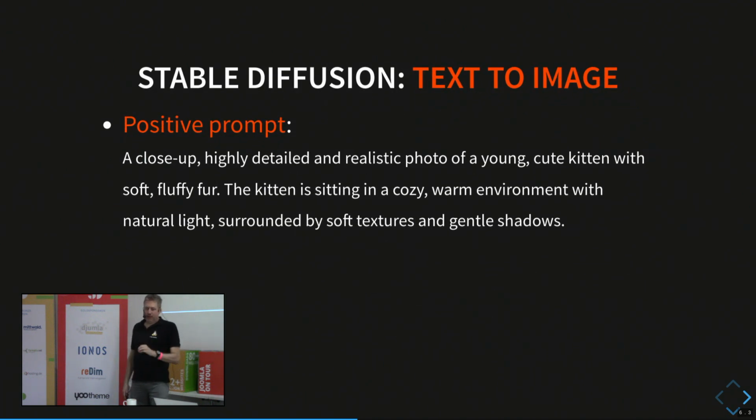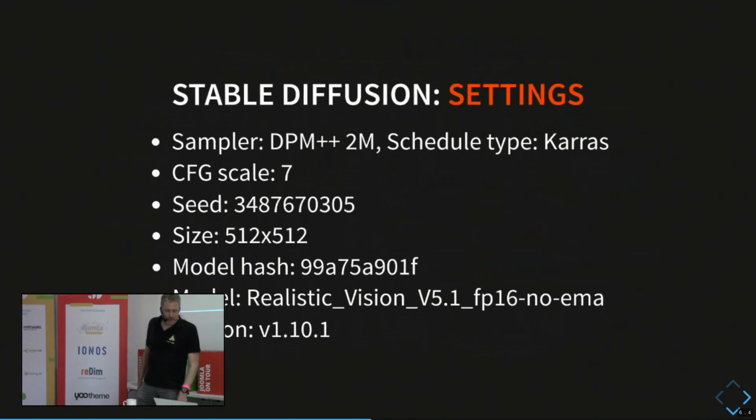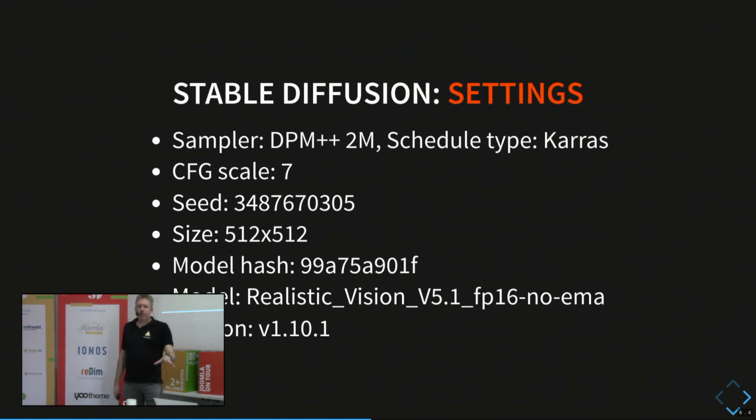If you create images, text to image, you have to use a positive prompt and also a negative prompt. So you tell what you want and also what you don't want. I don't want blurry details, I don't want deformed faces or 6 fingers or something like that. And there are a lot of settings in Stable Diffusion.